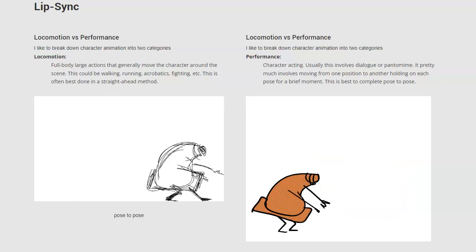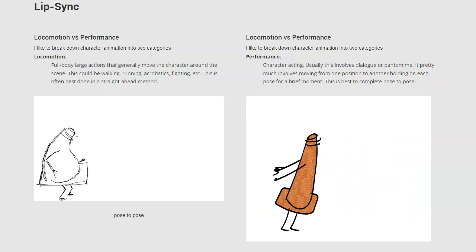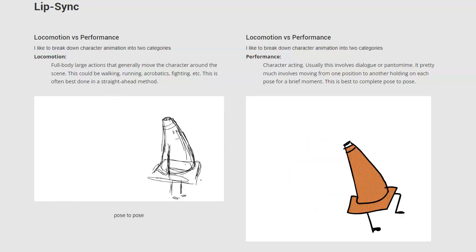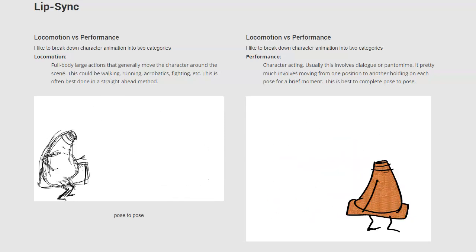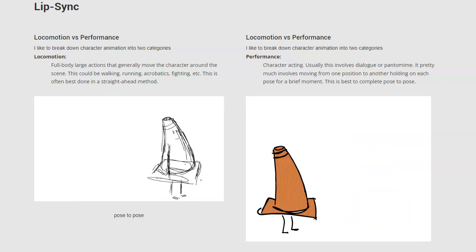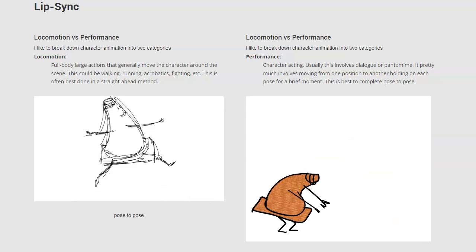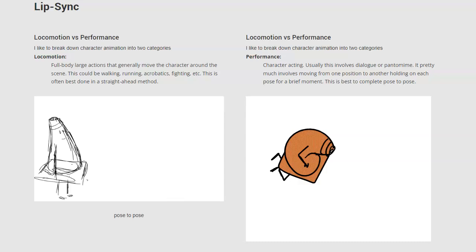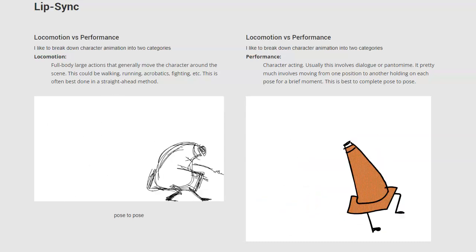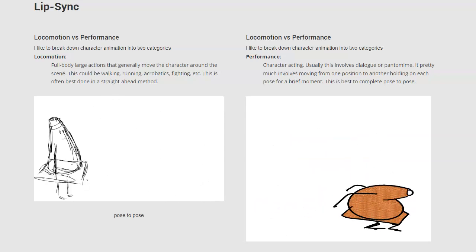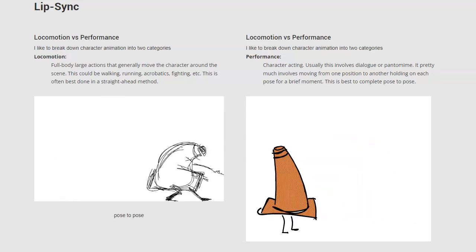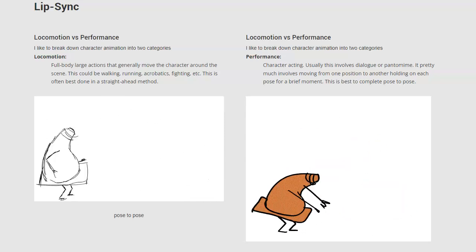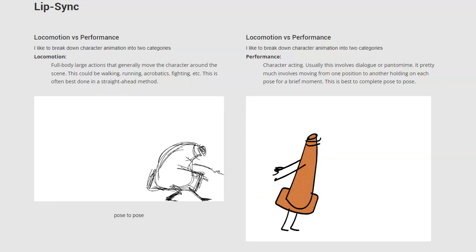Generally speaking, large motion. So that's one type of motion, and that one works really well when you're doing straight ahead, or you generally want to try and create a dynamic sort of sense. The other style is performance, and that means basically acting. Typically, that will be dialogue or just pantomime, so gesturing without necessarily talking.